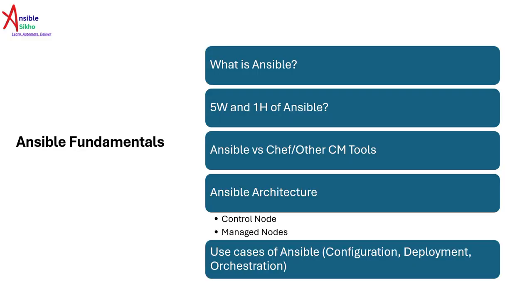Here we are going to see Ansible fundamentals: what is Ansible, the 5W and 1H of Ansible, and Ansible versus Chef and other CM tools, which are configuration management tools. We will cover Ansible architecture, explaining control node and managed node, along with many other things in the architecture. Then the use cases of Ansible like configuration, deployment, and orchestration. All this part we are going to see.